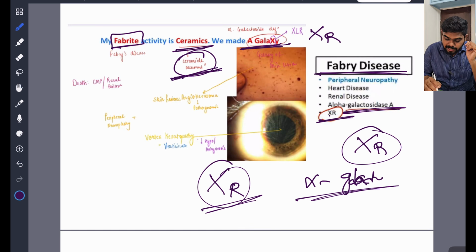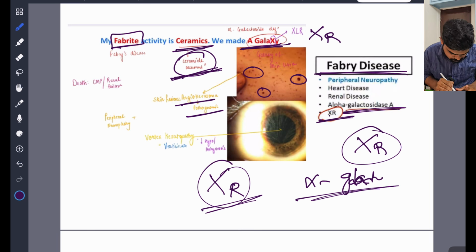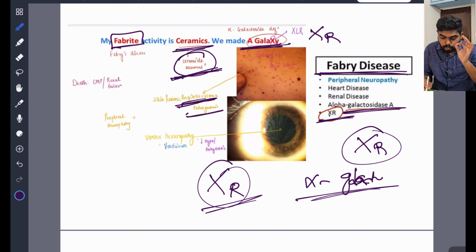You can see angiokeratoma in the skin, that is pathognomonic. You can see small lesions; these are nothing but angiokeratoma of the skin. This is pathognomonic. You can also see something in the cornea, vortex keratopathy, verticillata. This is important. Fabry's disease. Peripheral neuropathy will be there.